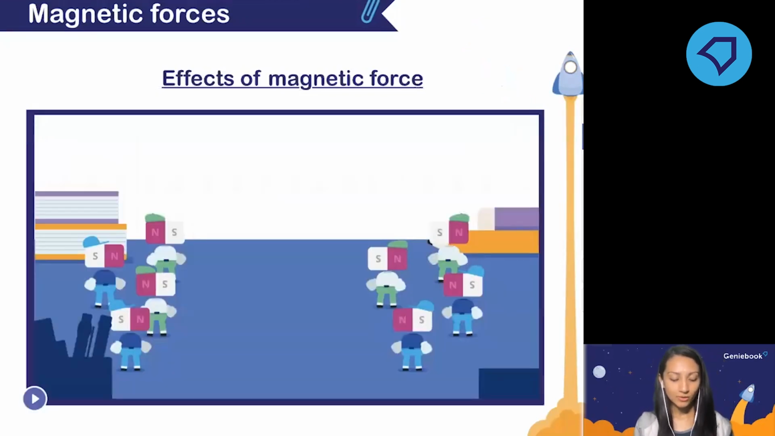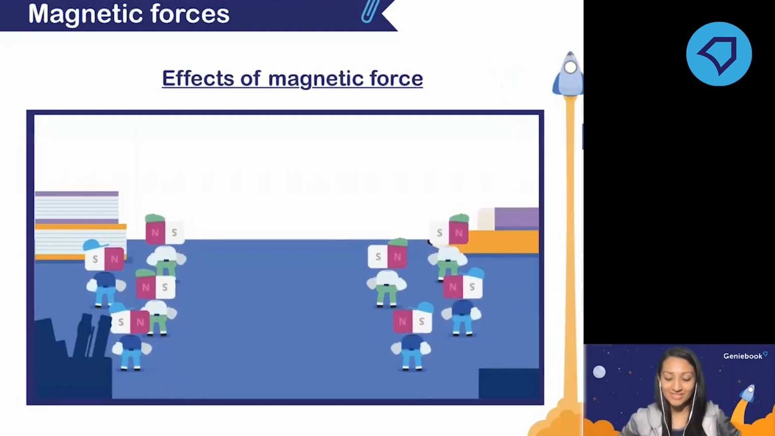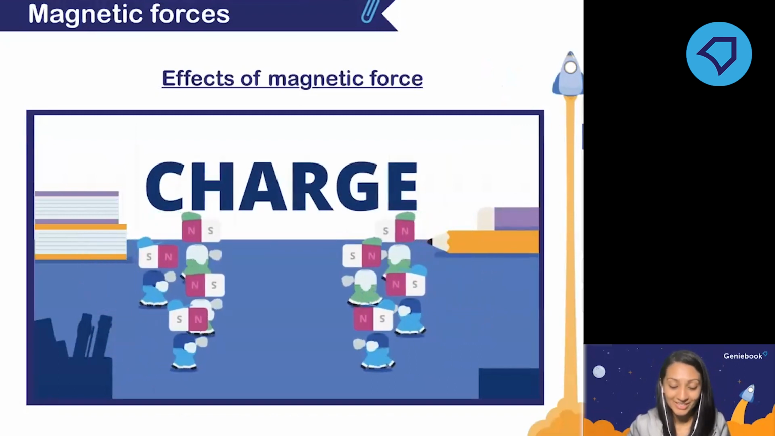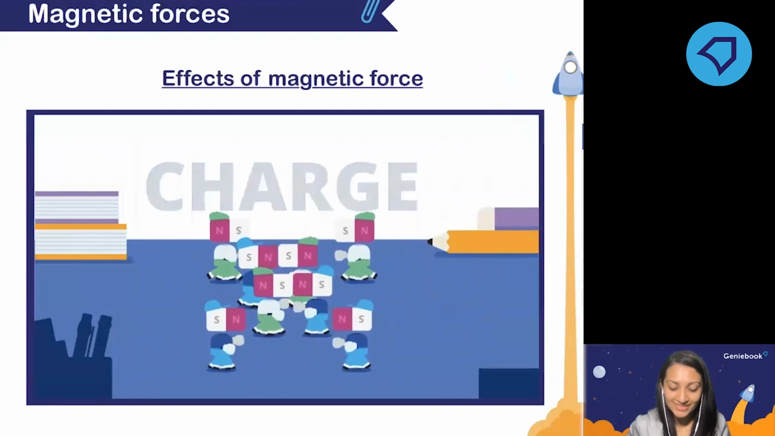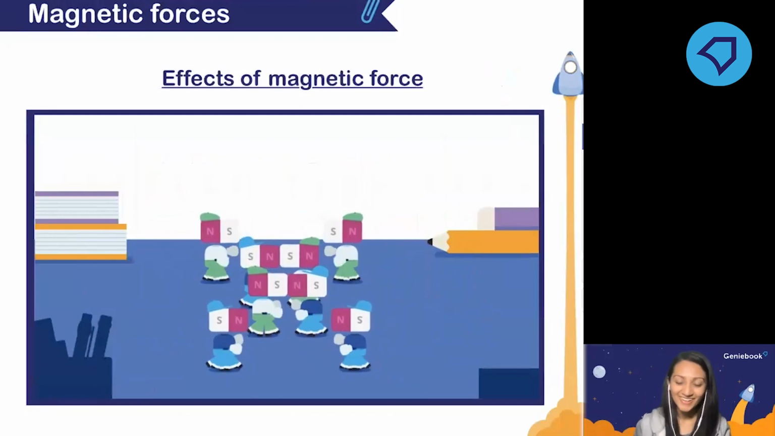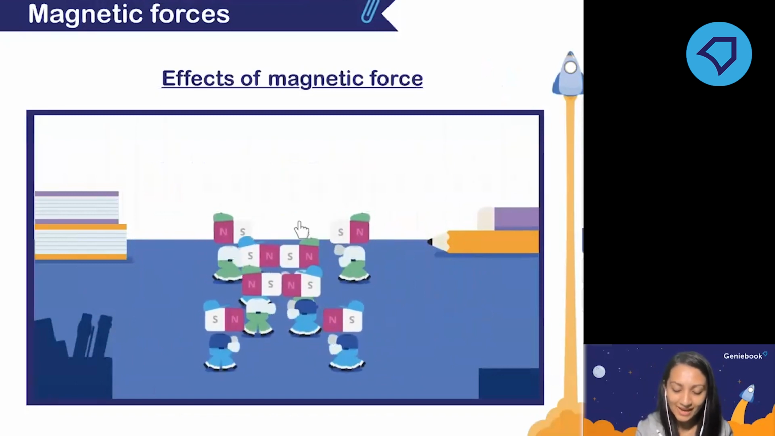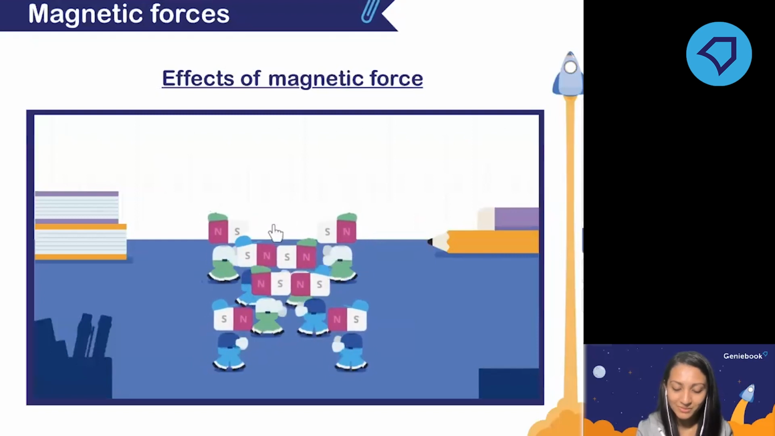So let's see. Oh, we have a cute animation here. Effects of magnetic force. Let's see what happens. We have some magnets on each side. Can you see the north and south pole? And then they charge. And then what happens? Oh, this is so cute. Look at that. So you see that the ones that are like poles, what happens?